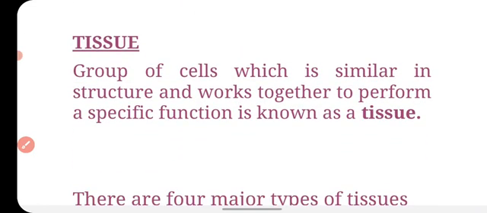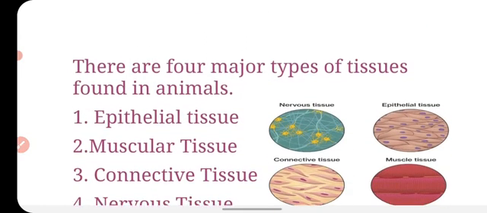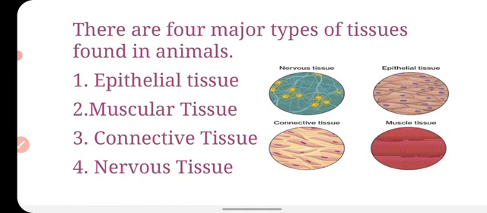So tissues are the group of cells which is similar in structure and works together to perform a specific function. And in animals there are four major types of tissues. What are these? These are epithelial tissue, muscular tissue, connective tissue, and nervous tissue. In the earlier video we studied about the epithelial tissue. Now in this video we are going to study about the muscular tissue. So our main topic of this video is muscular tissue.